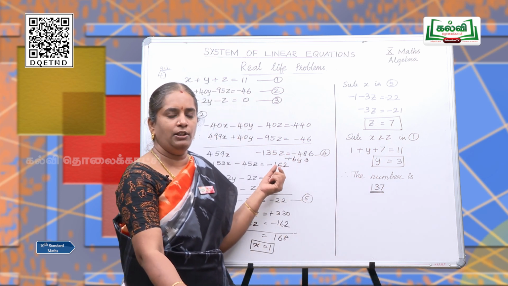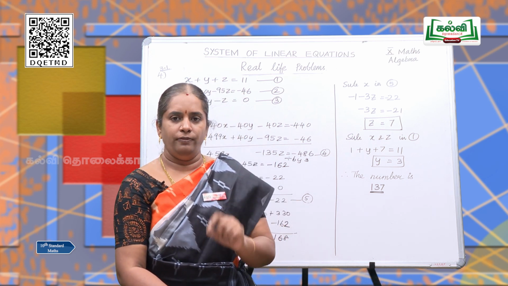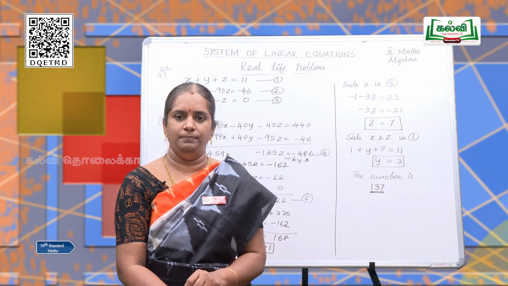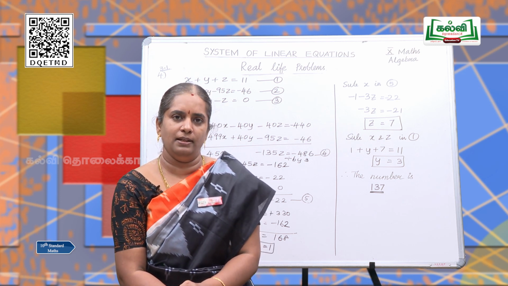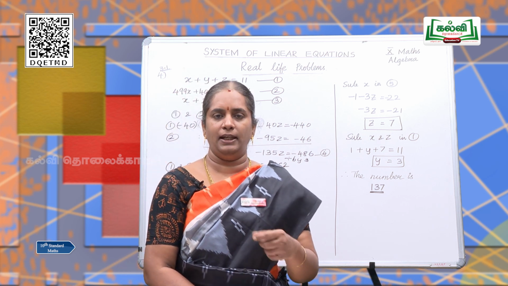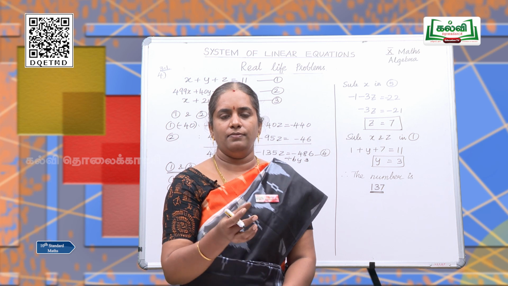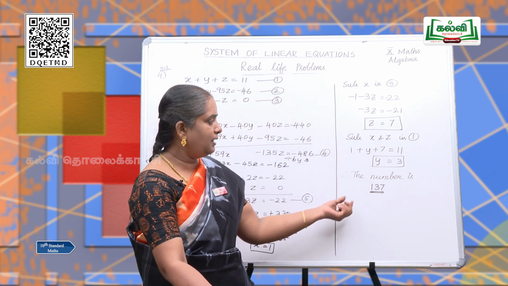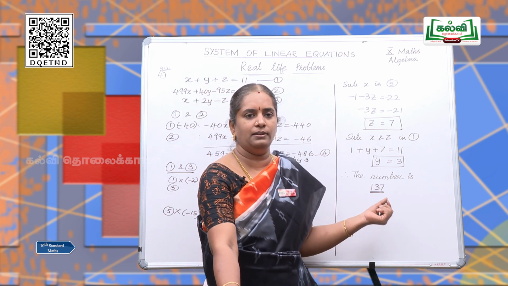Now, we have the values of x, y and z. What we need to find in the sum is the 3-digit number. We have taken the digits as x, y and z, so we need to find the 3-digit number xyz. We replace the values of x, y and z in this and get the number as 137.